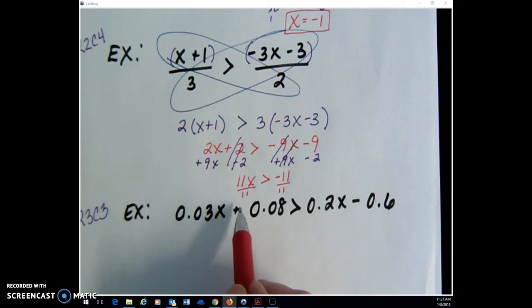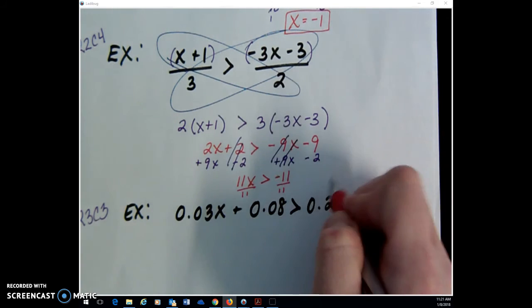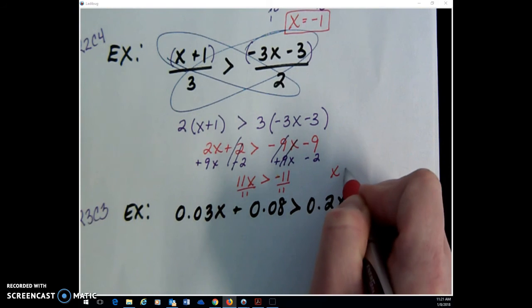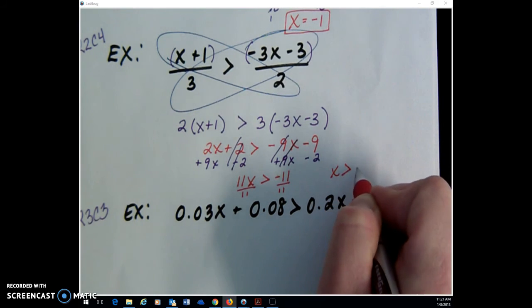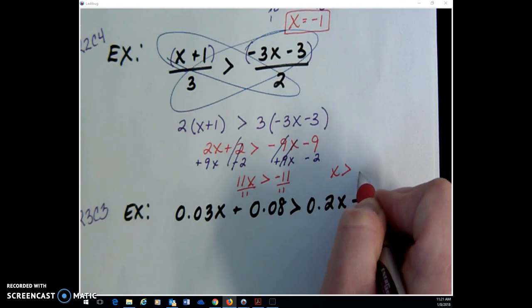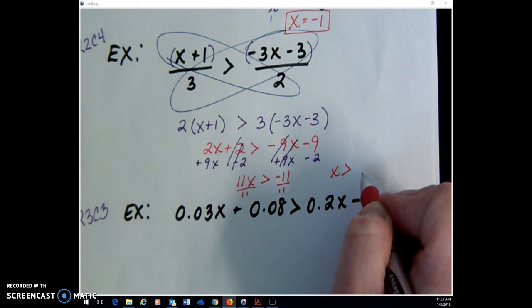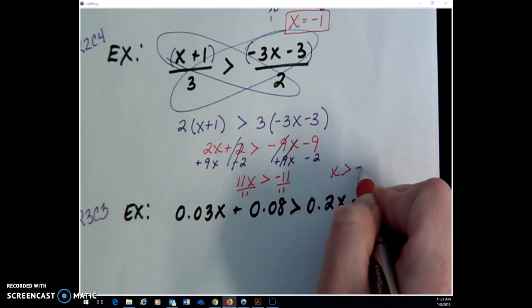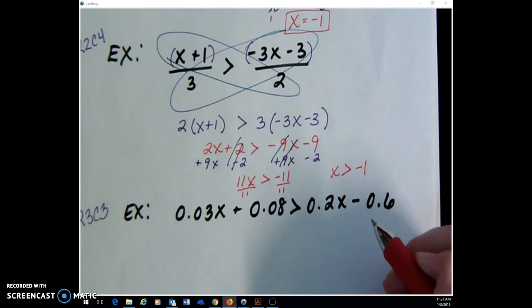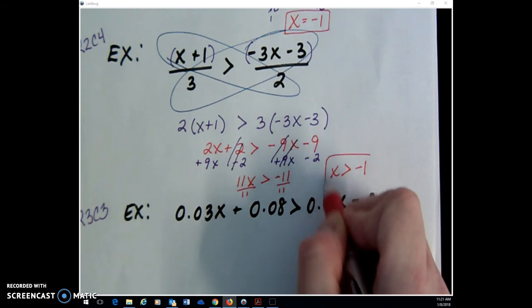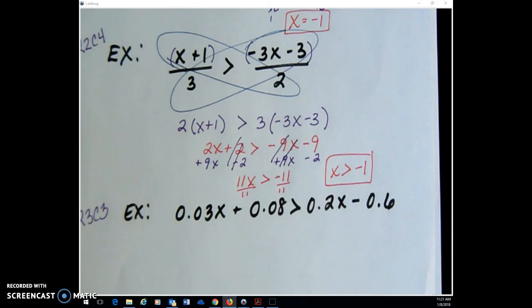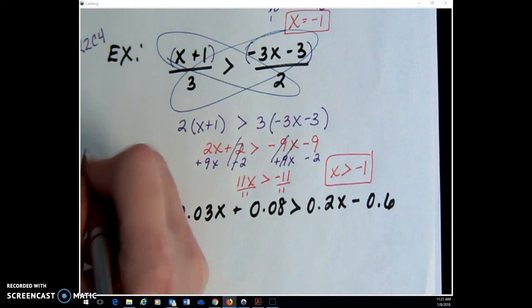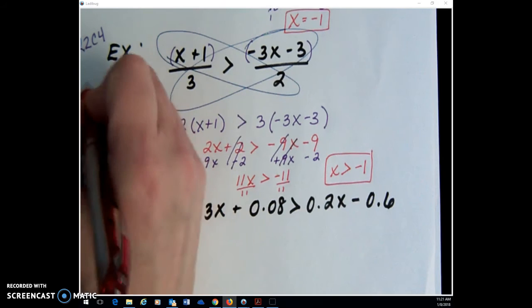If I had done this problem differently, and I ended up having to divide by a negative, then I would have. So I'm just going to end up with x is greater than negative 1. And on that key, that would be A is the answer. I'm going to track those over here.